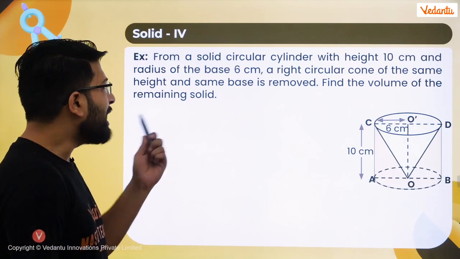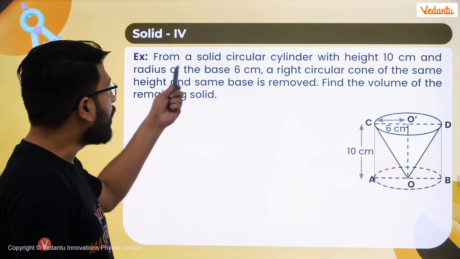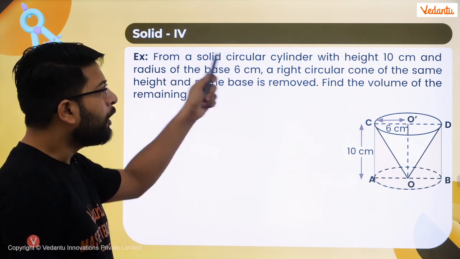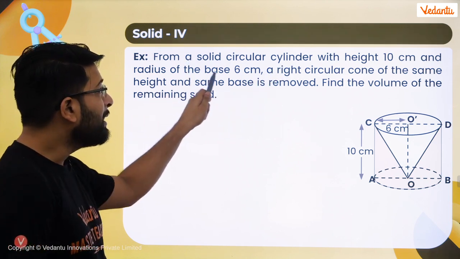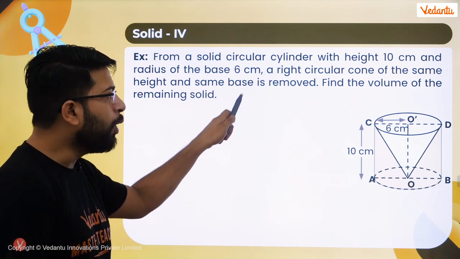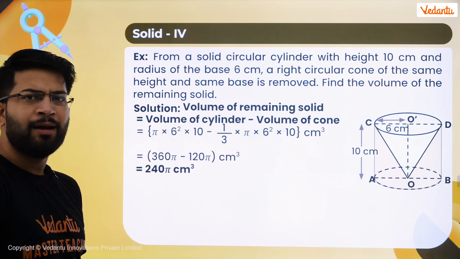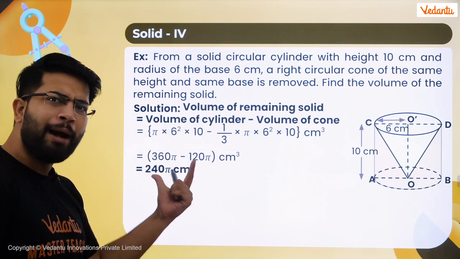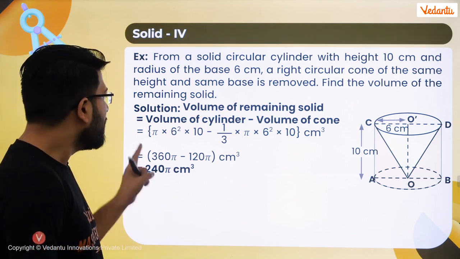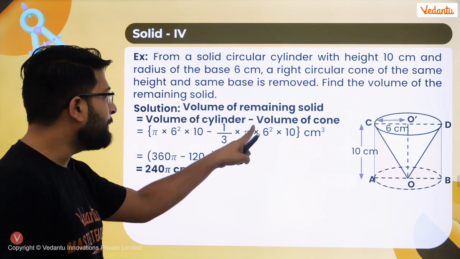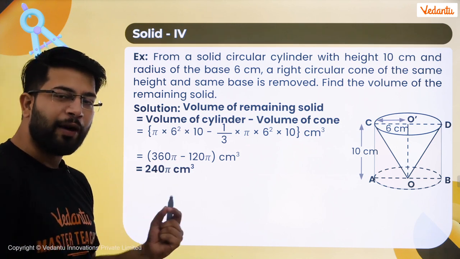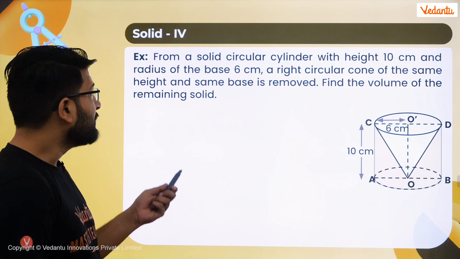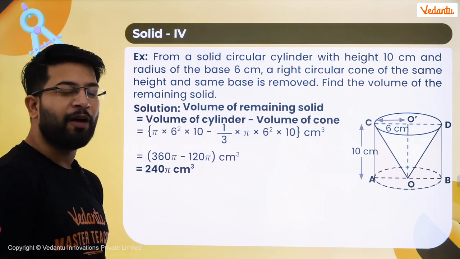Okay, very good. So now Chem, let's see this question. From a solid circular cylinder with height 10 centimeter and radius of base given, a right circular cone of the same height and same base is removed. Find the volume of the remaining solid. We know the concept. Volume of the solid will be volume of cylinder minus volume of the cone. So we can see, Chem, simple: pi r square h minus 1 by 3 pi r square h, everything is the same. 240 pi is the volume. Very easy. Very important part is what? The important part is to write out the first step.